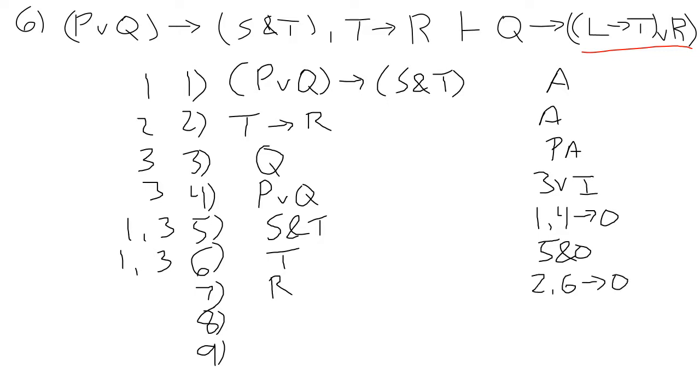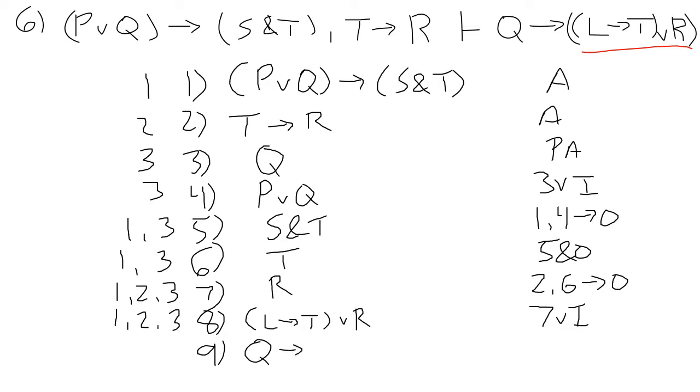Then we want to wedge in this other disjunct of our consequent. So we'll just do L, arrow, T as a wedge in to our R. So that's 7, wedge in, 2, 3. Then we can build our conditional statement that we're looking to prove, because we have our antecedent as a conditional statement. We've got our consequent derived in our proof.